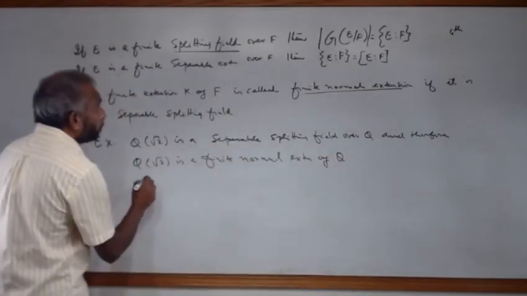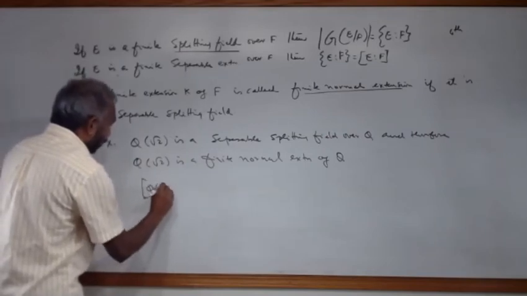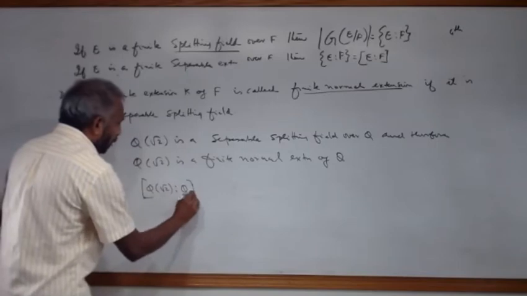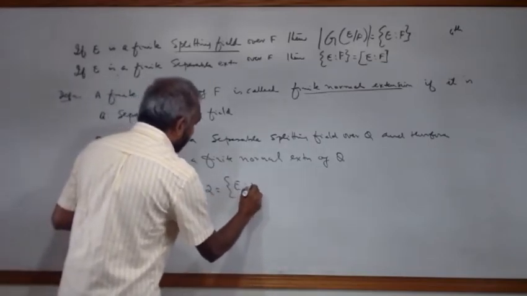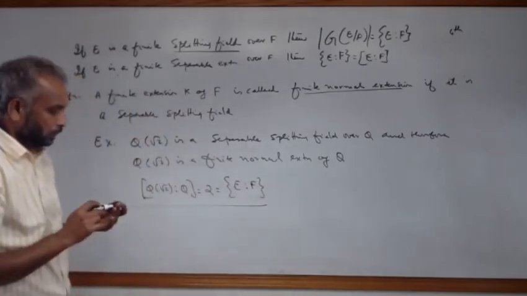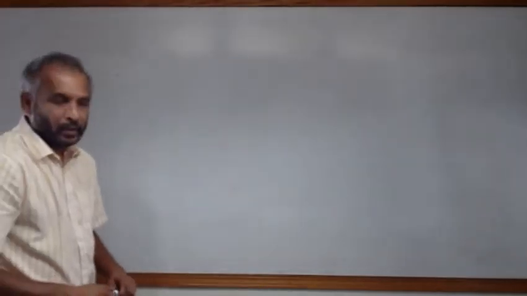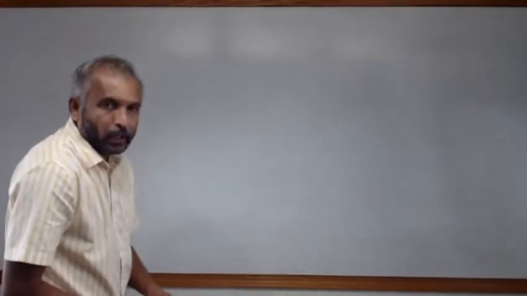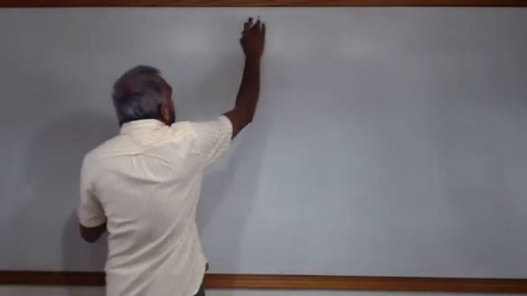And in fact, the degree of Q(root 2) over Q is equal to 2, and that is equal to the index of E over F. So before we come to the main theorem, we need to establish one more result.